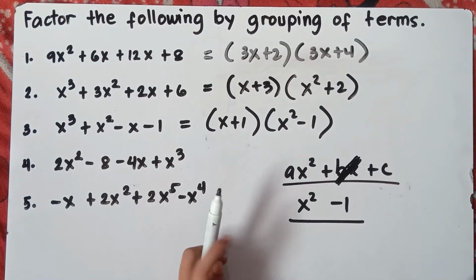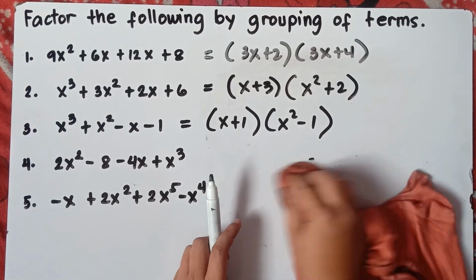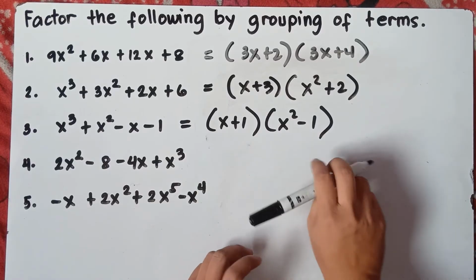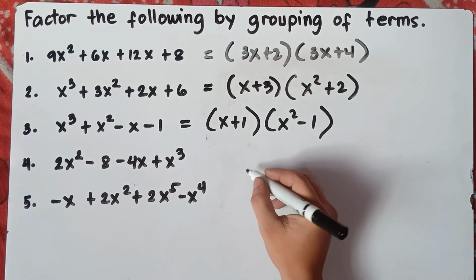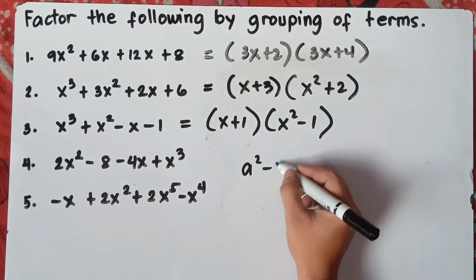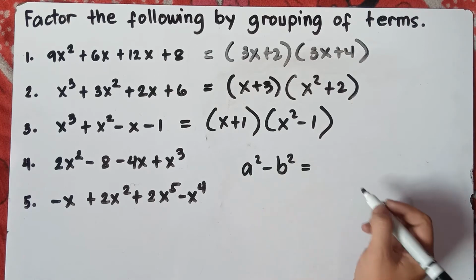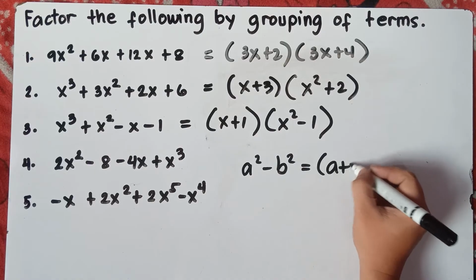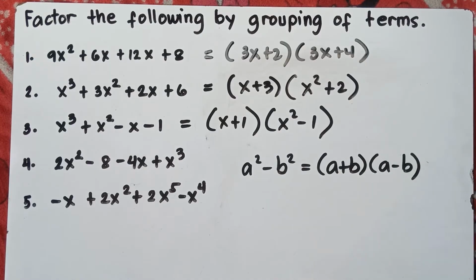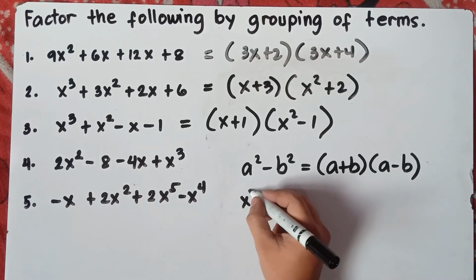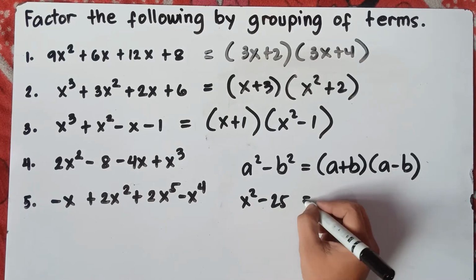So let me explain the difference of two squares. Once again, we can only apply this one if we don't have the value of b. Difference of two squares, class. It says a squared minus b squared is equal to the quantity a plus b times the quantity a minus b. How do we do that one, sir? Example, x squared minus 25.